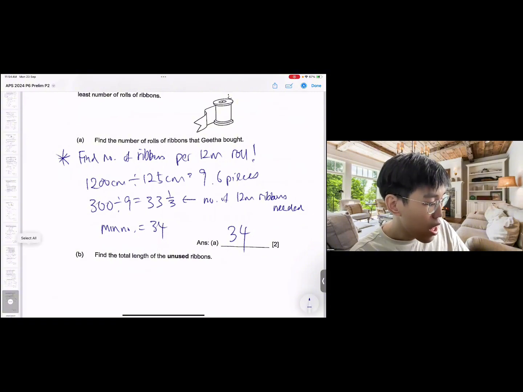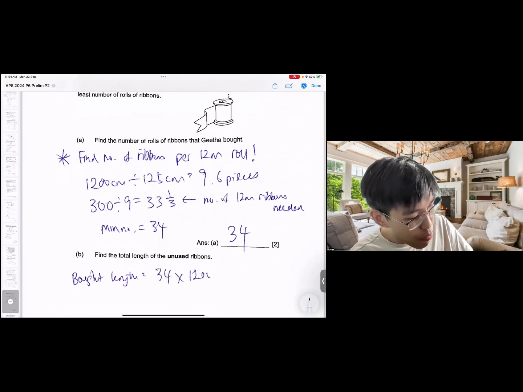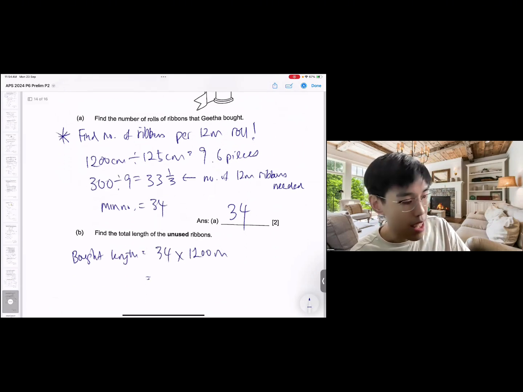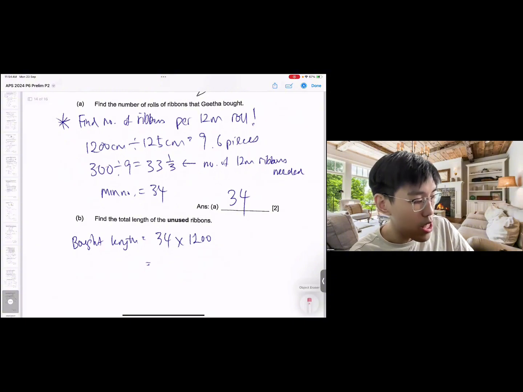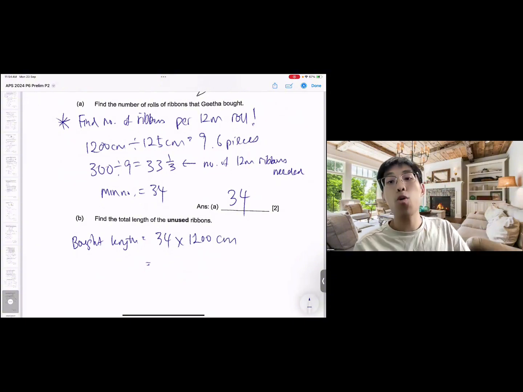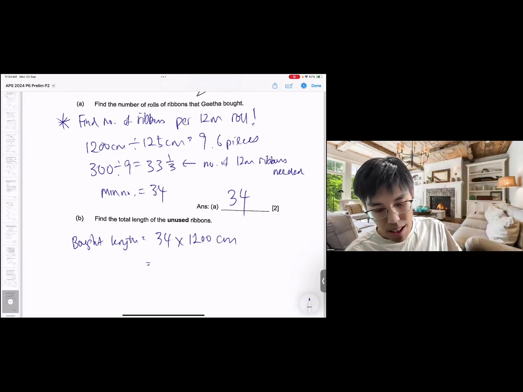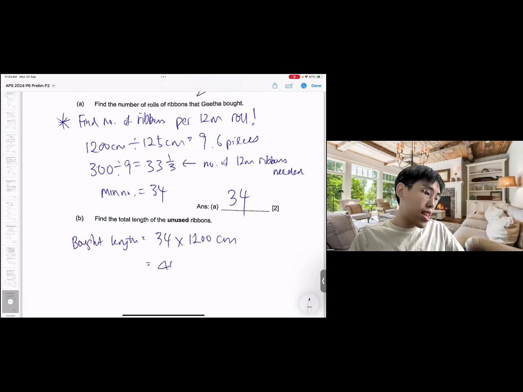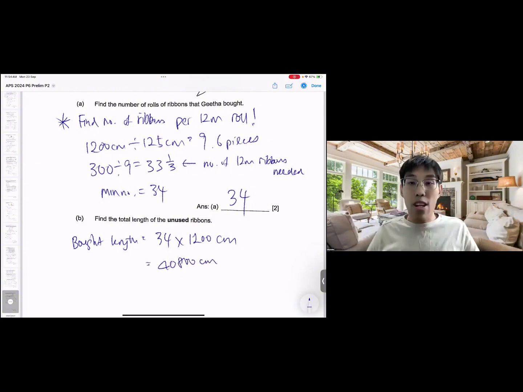So the whole length means everything. So it's 34 times 12 meters. So this is the total that is being bought. Okay, so it's 34 times 1200. You get 40,800 cm. This is the total amount that you buy.